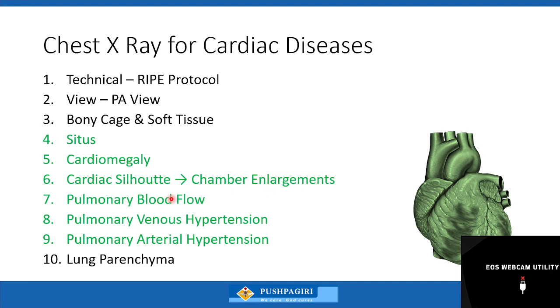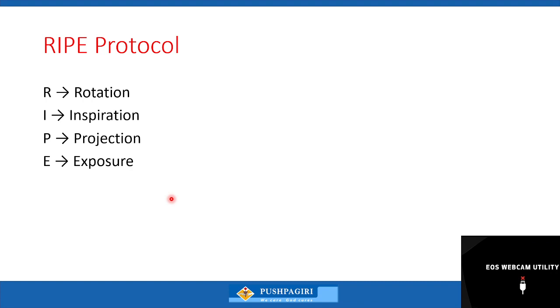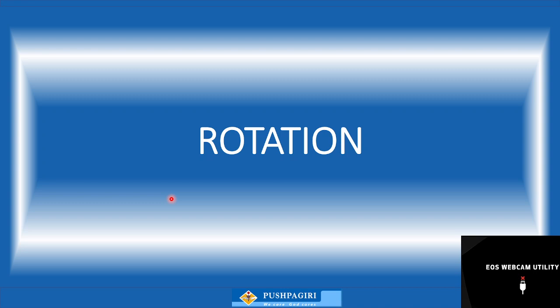So first we look at the technical quality. To look at the technical quality, we have to follow the RIPE protocol, where R stands for rotation, I for inspiration, P for projection and E for exposure. All these four things should be looked at initially. So coming to rotation first, typically there should not be any rotation.